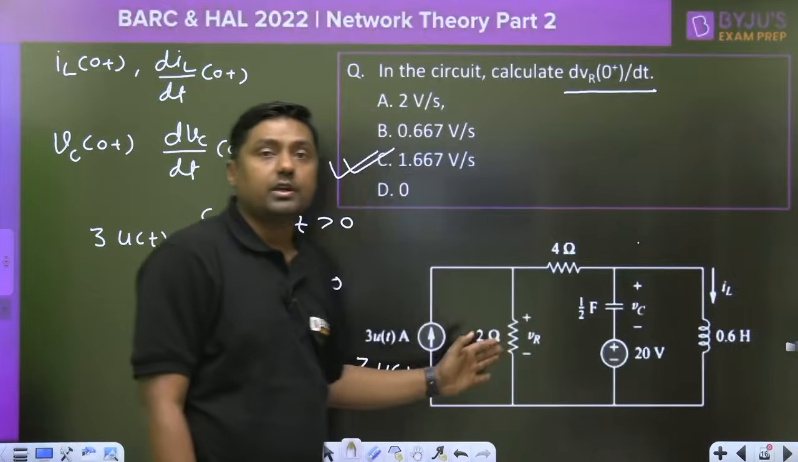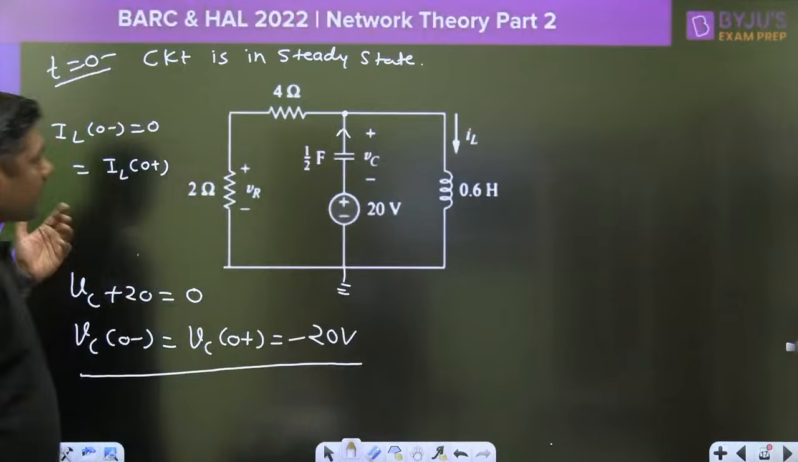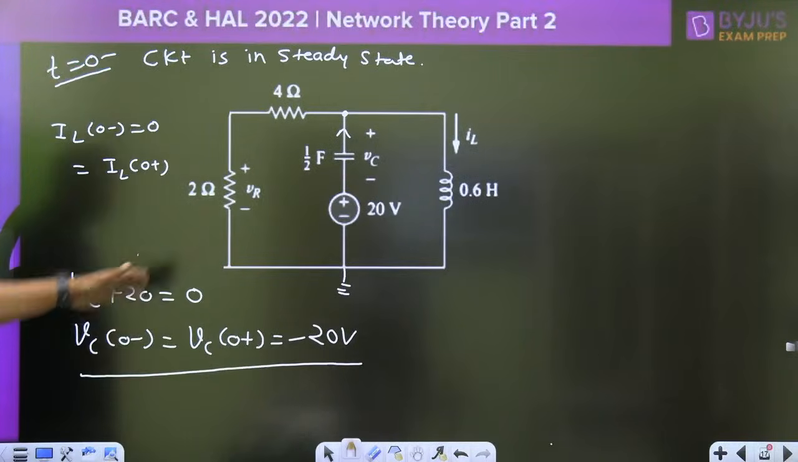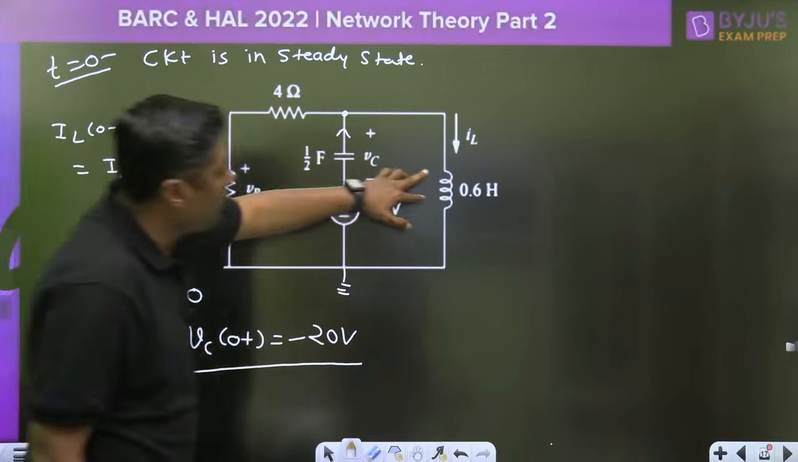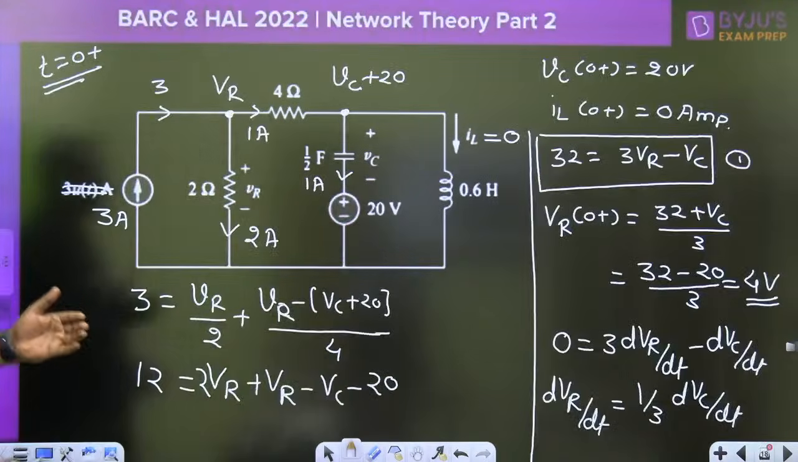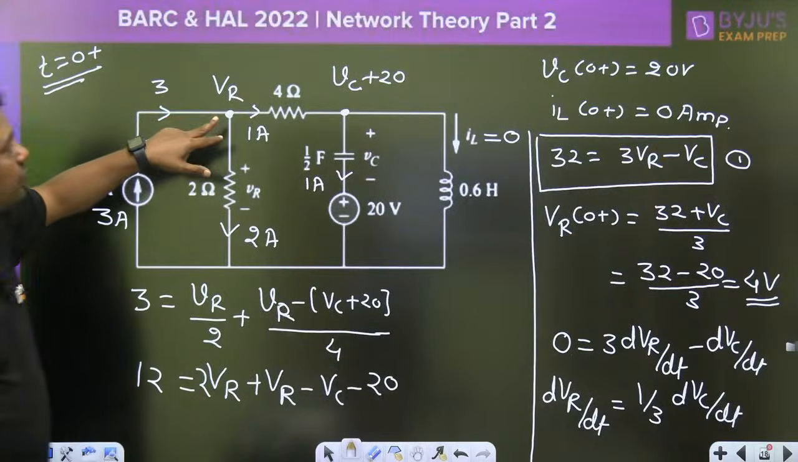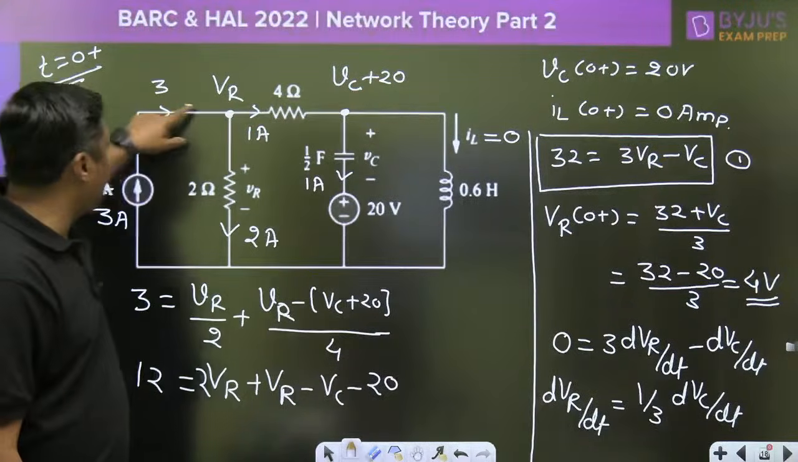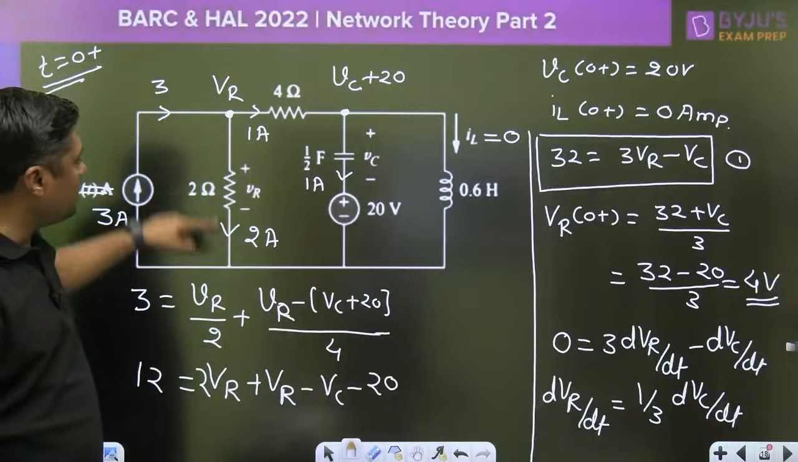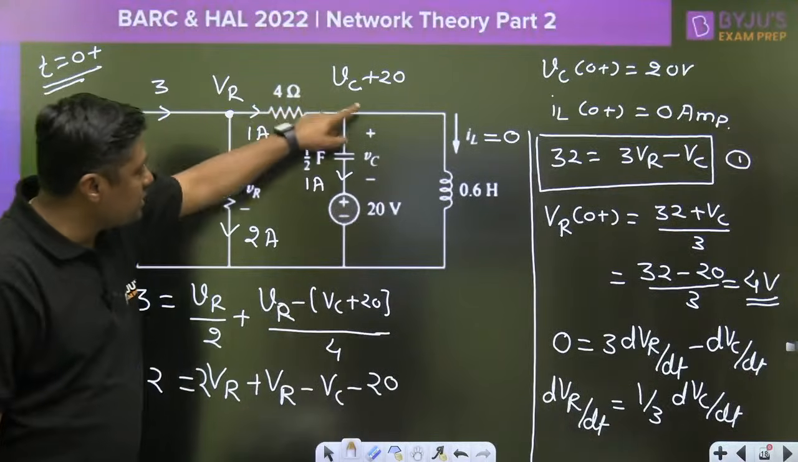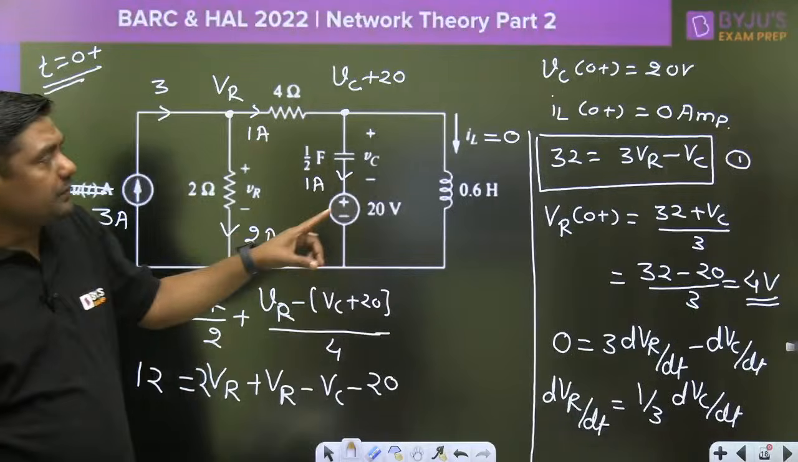So no need to calculate this value. Second thing, find the initial value. No need to find the voltage across this. Simply find the current, that is the 0. Then we write down the KCL at this point. VR plus VC plus 20. What is the incoming current? 3. VR by 2. That is VR minus VC and so on. We are getting one equation.